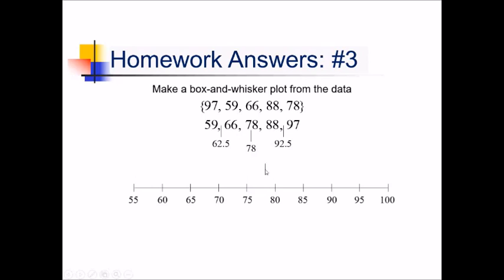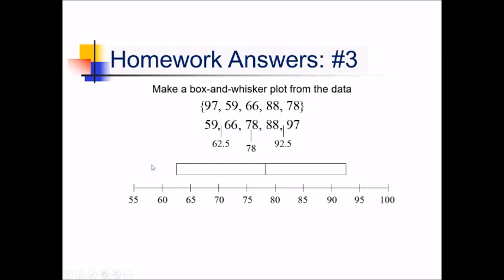And then let me do my middle 2 boxes representing the middle 50% of the data. So we have one box going from 62.5 to the median. So that's going to be right here between 60 and 65. And then the second box goes from the median to 92.5 over here. So we've got one box from here to here, another from here to here. There's my 2 boxes.